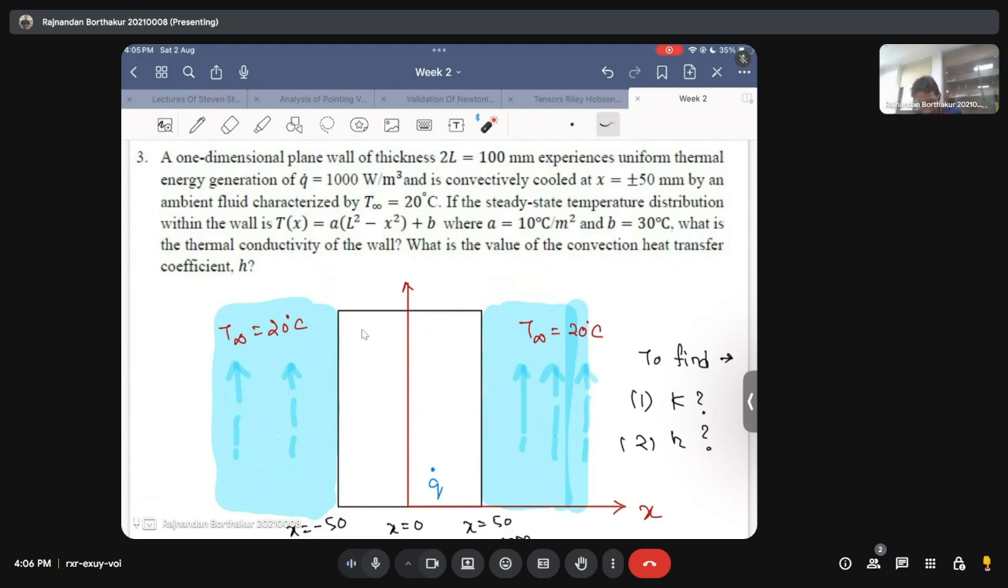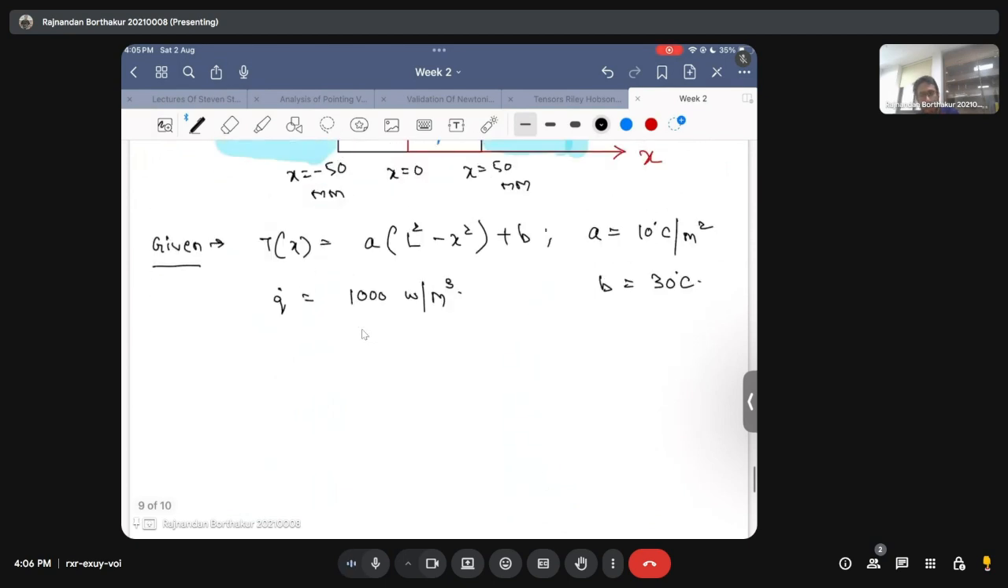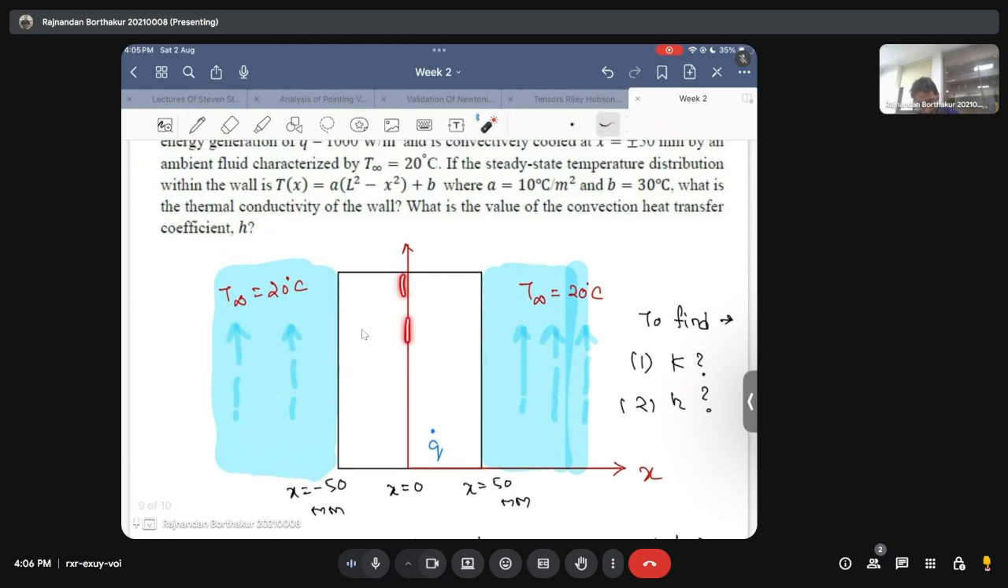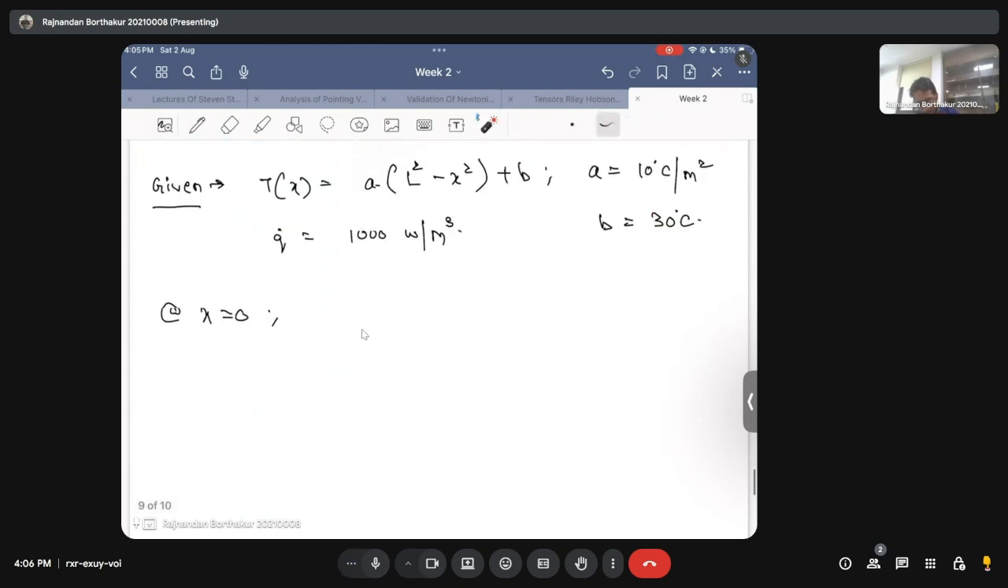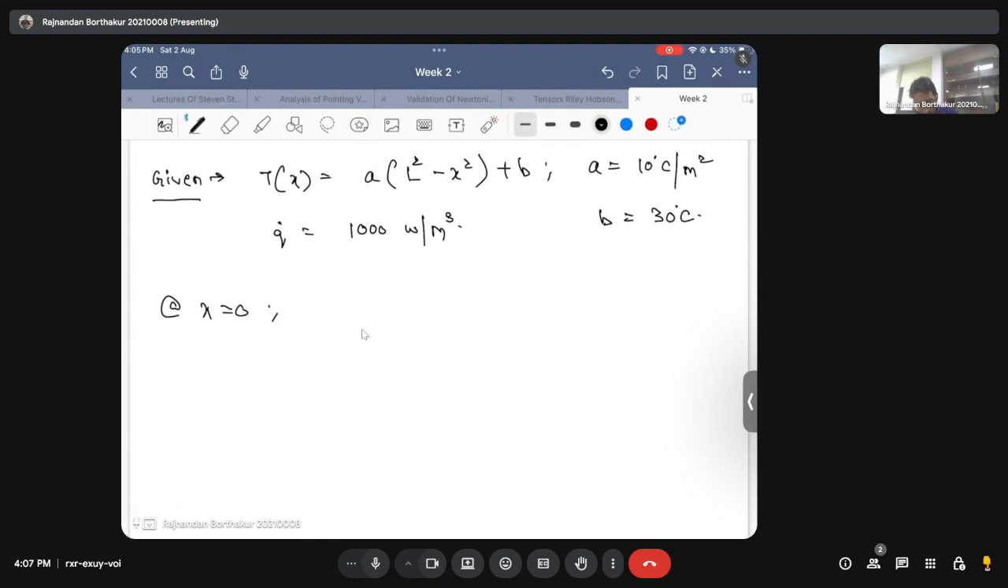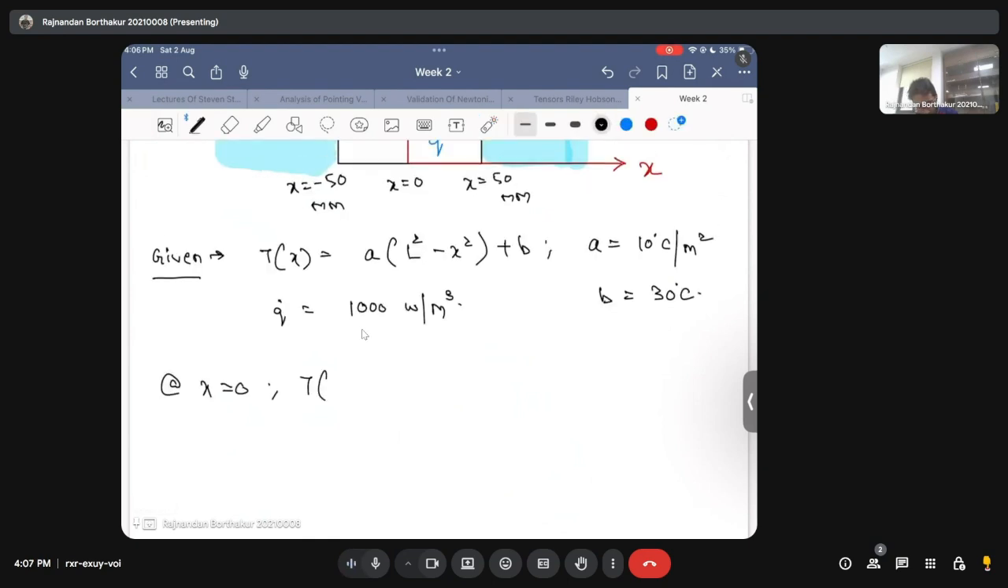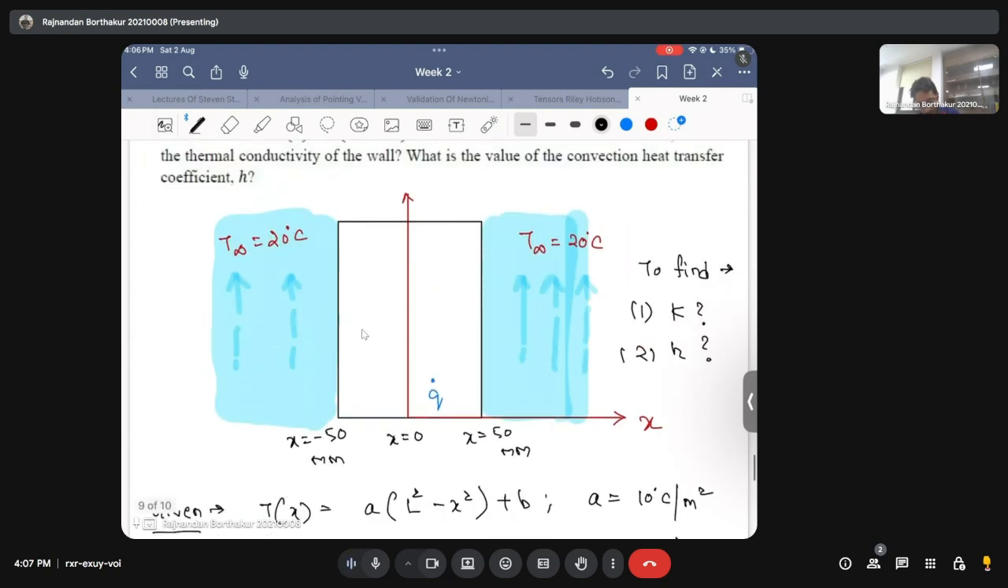For instance, if you put x equal to 0 in the temperature distribution, let's first have a look at the temperature distribution before going into the further analysis of this problem. So what I'm saying is that x equals 0 is when I'm at the center of the slab, that is over here. What does T of x become? T of x at x equals 0 is A L squared plus B. Let's say this is some value that we get here.